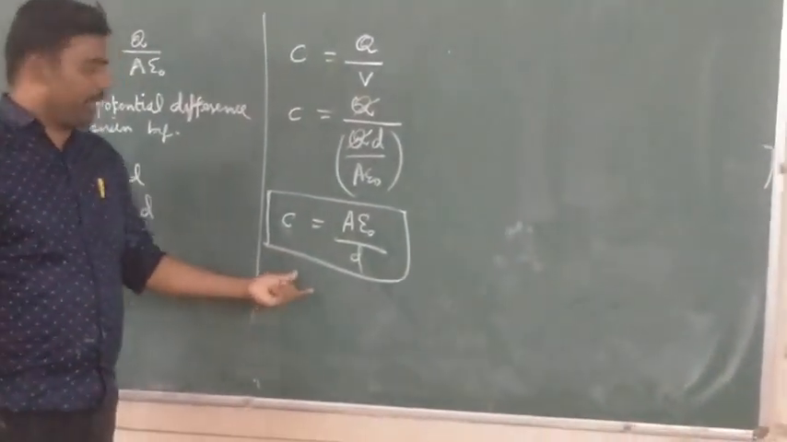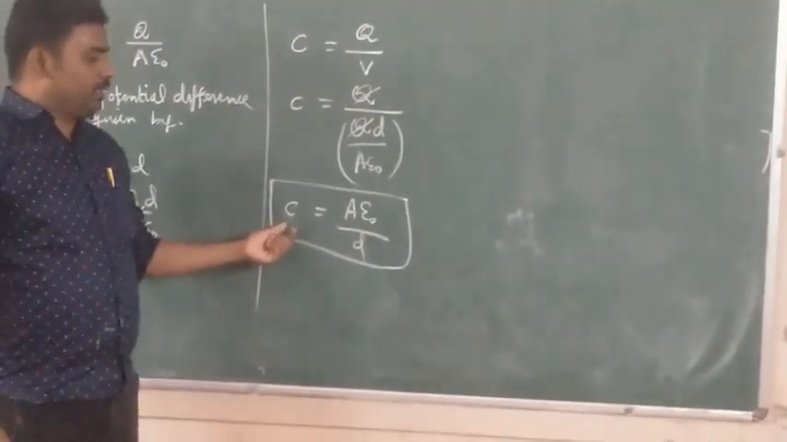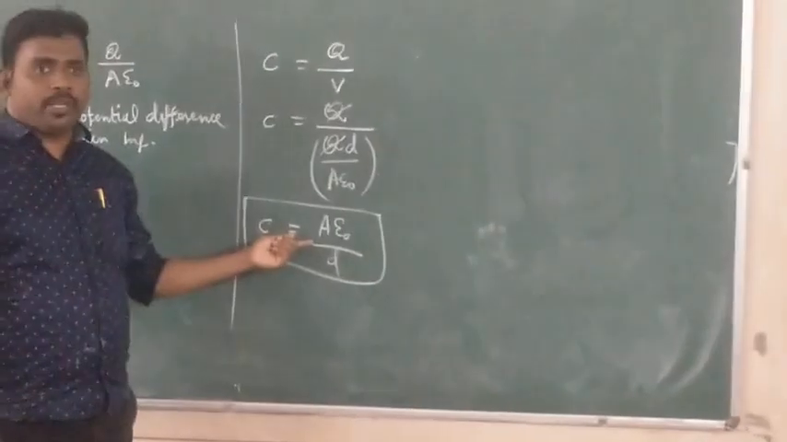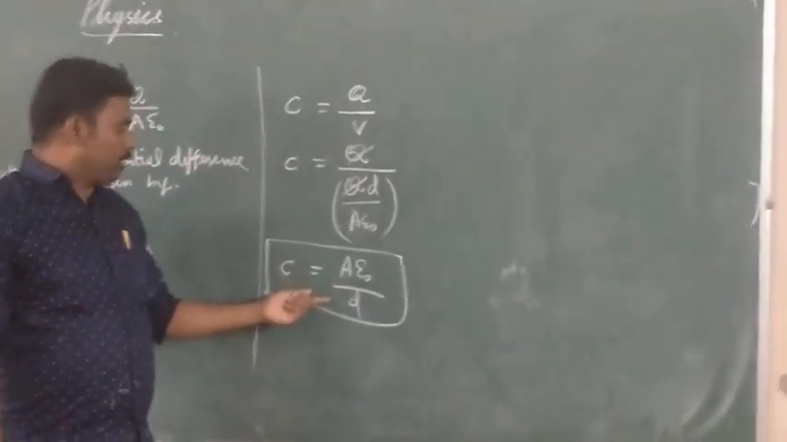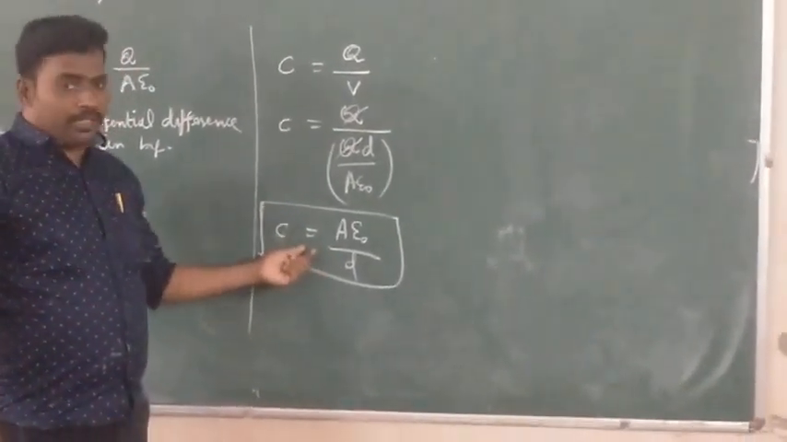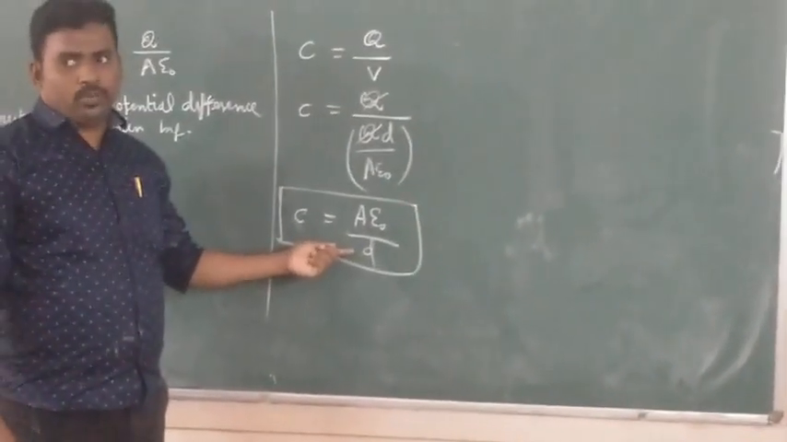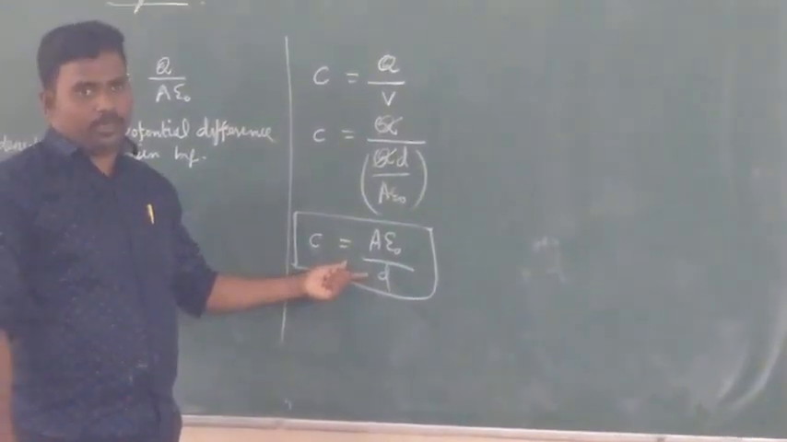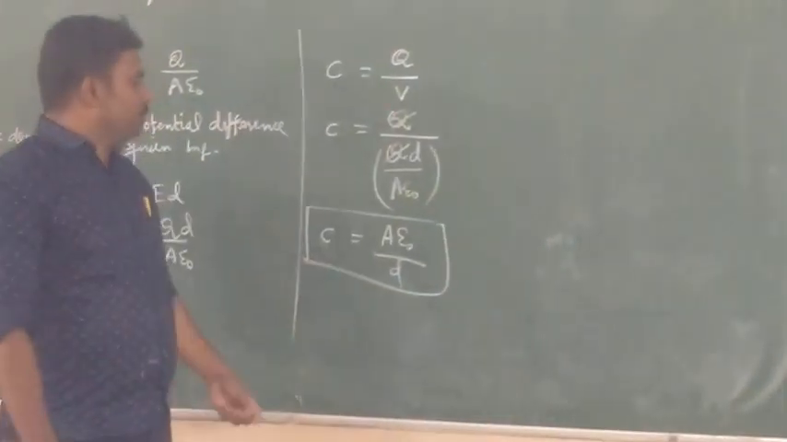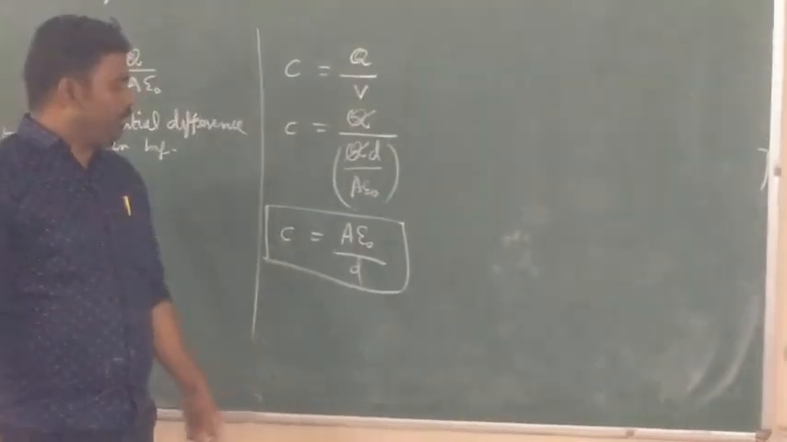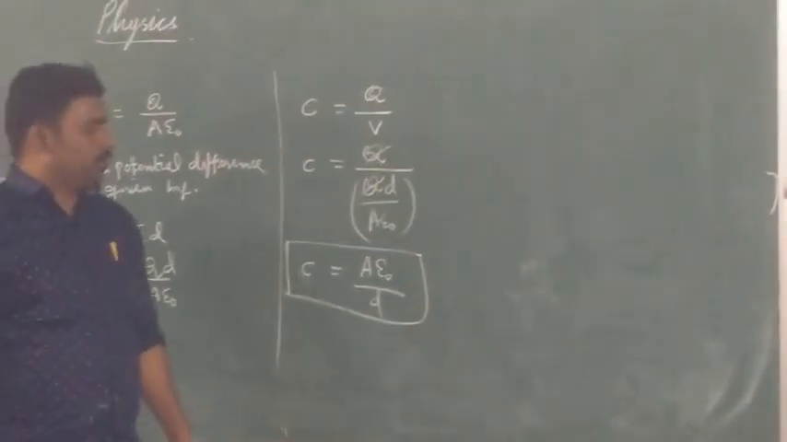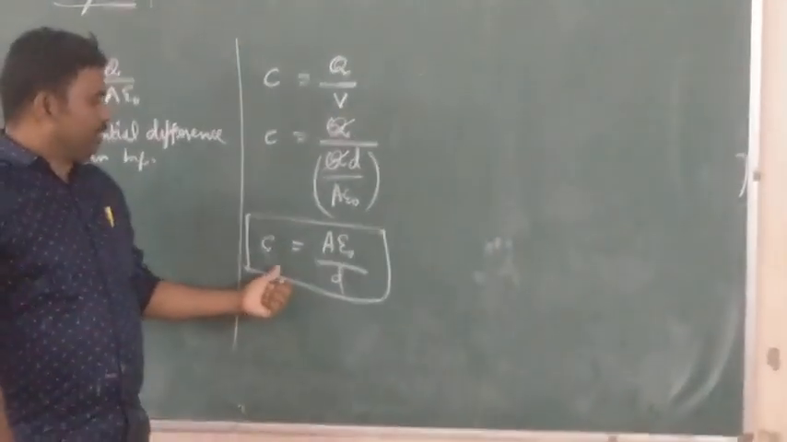From here we can understand that the capacitance is directly proportional to the area of cross section of the capacitor, and it is also inversely proportional to the distance between the two plates of the capacitor, right? So this is the final equation. C is equal to A epsilon naught by D.